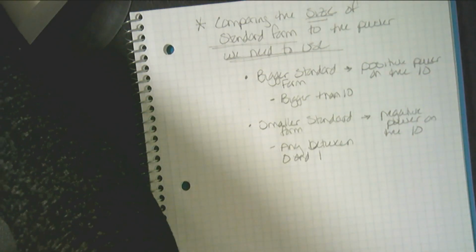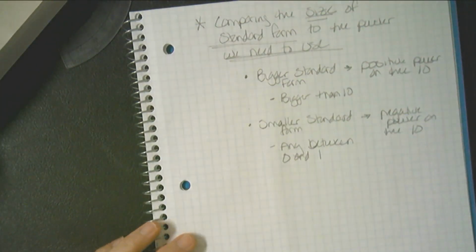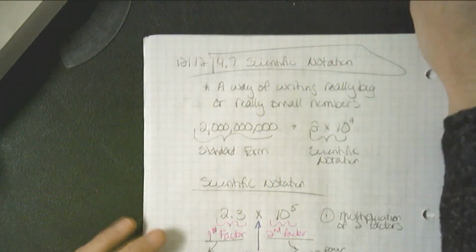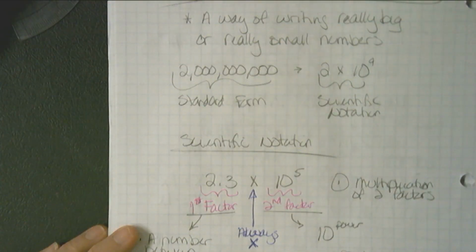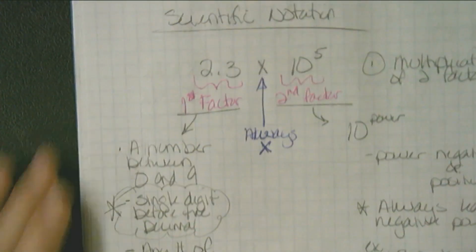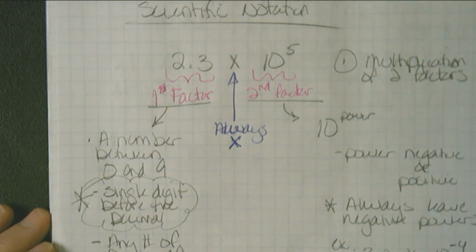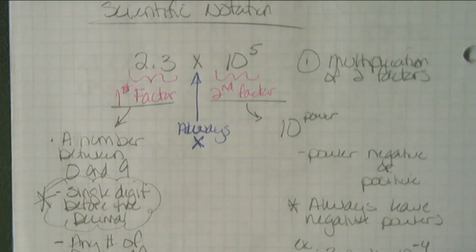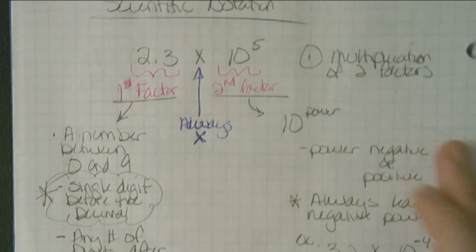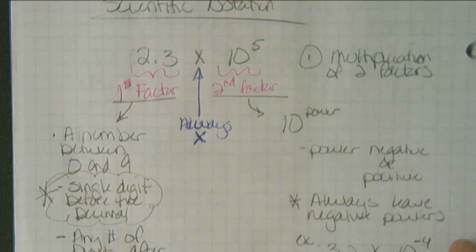Okay. So yesterday we were talking about scientific notation. Let's take a look at where we were. Scientific notation is a way to write really big or really small numbers. This is the format and the rules of writing scientific notation.